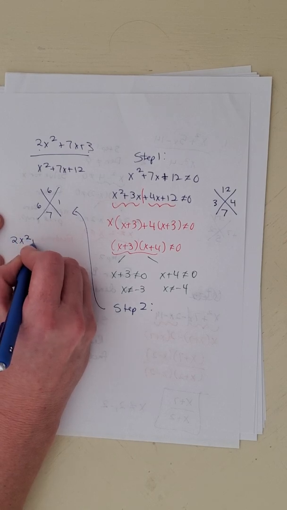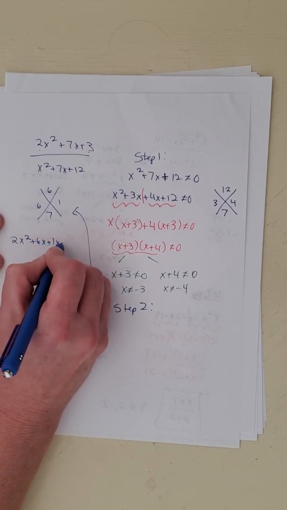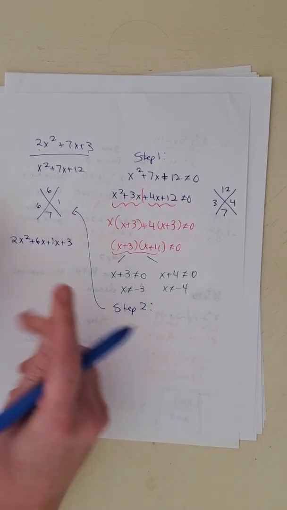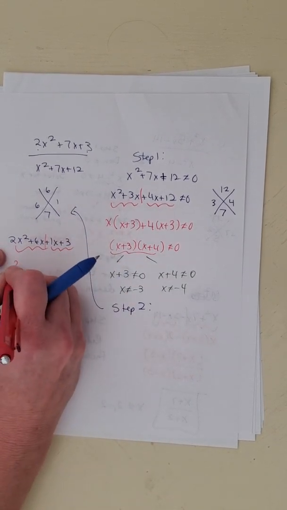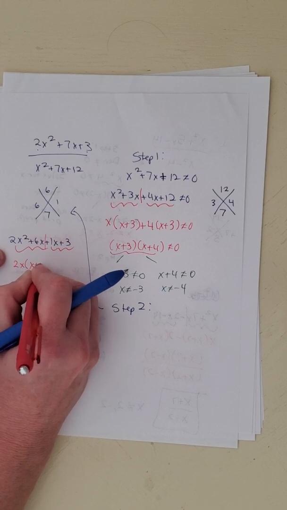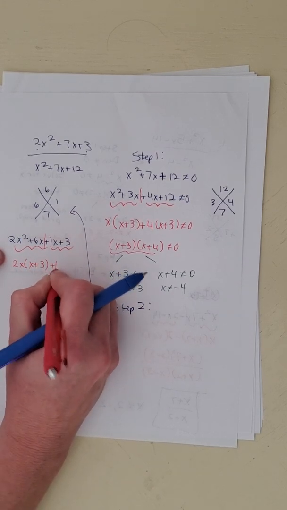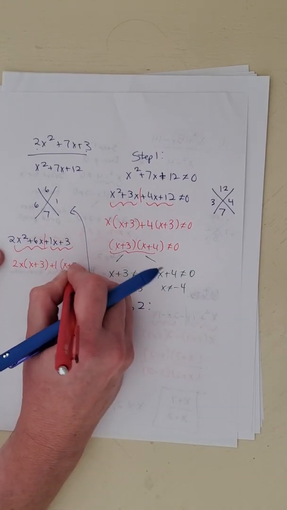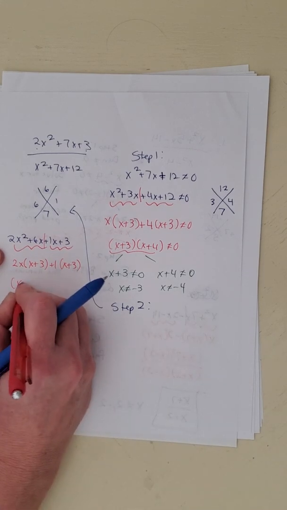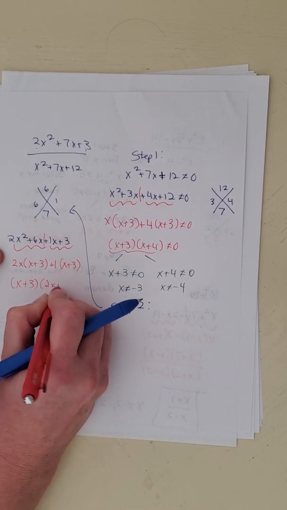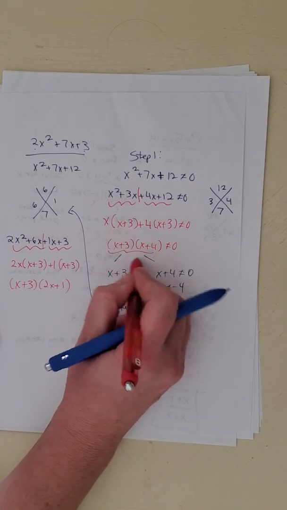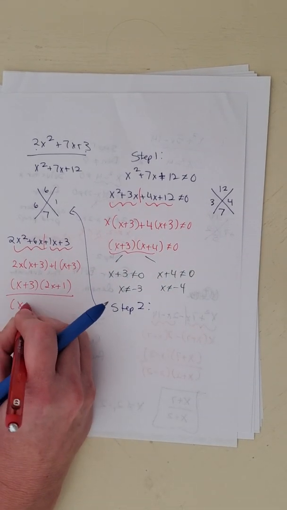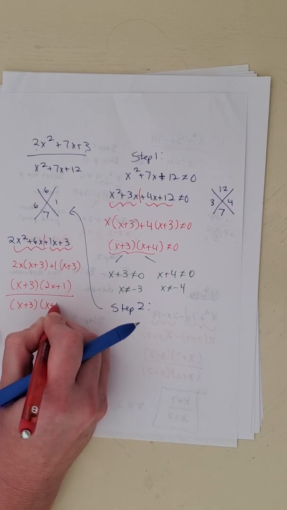So 2x squared plus 6x plus 1x plus 3. I'll split it and take out the GCF of each side. The GCF here is 2x. That gives me x plus 3. There is nothing in common, so I'll put a placeholder of a 1. That gives me x plus 3. And then I'll take out my x plus 3 and group my 2x plus 1. And that is my numerator. My denominator is right here. It's already been factored. It's x plus 3 times x plus 4.